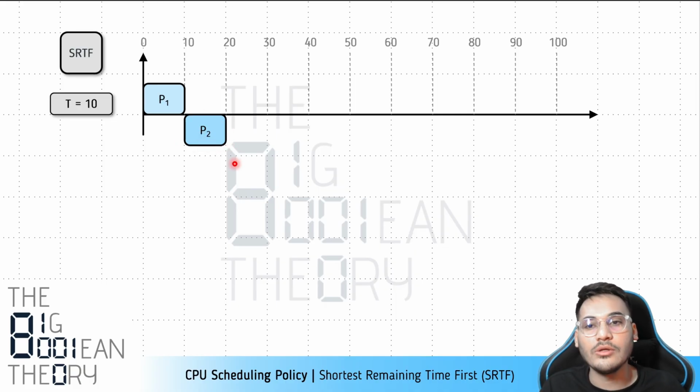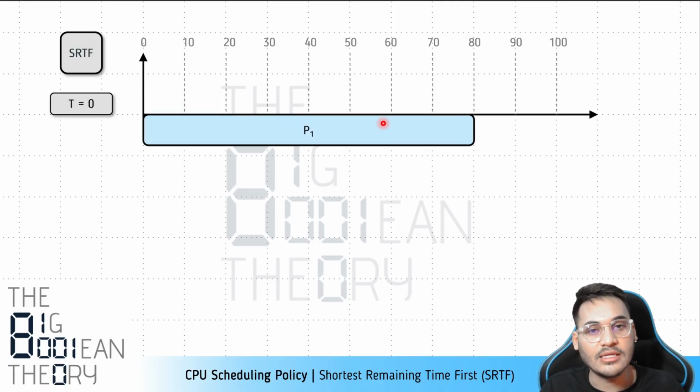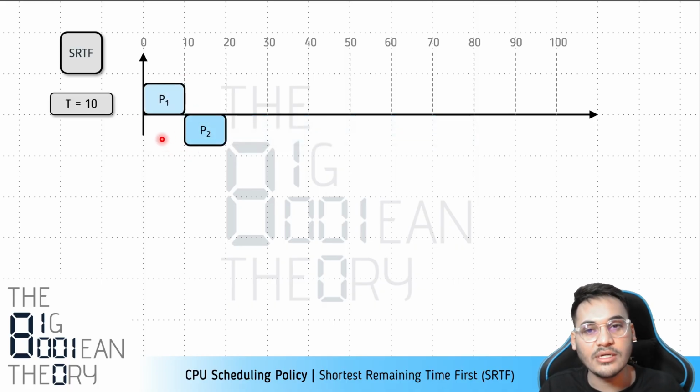So now we know that in SRTF, whichever job has the shorter remaining time will get priority. So P2, since it has a shorter remaining time, that is 10 milliseconds. P1 had a total burst time of 80, right? And after executing for 10 milliseconds, its remaining burst time is 70. Compared to P2, which has a burst time of 10, it is more, right? So P1 will get preempted and P2 will get a chance to execute on the CPU, right?